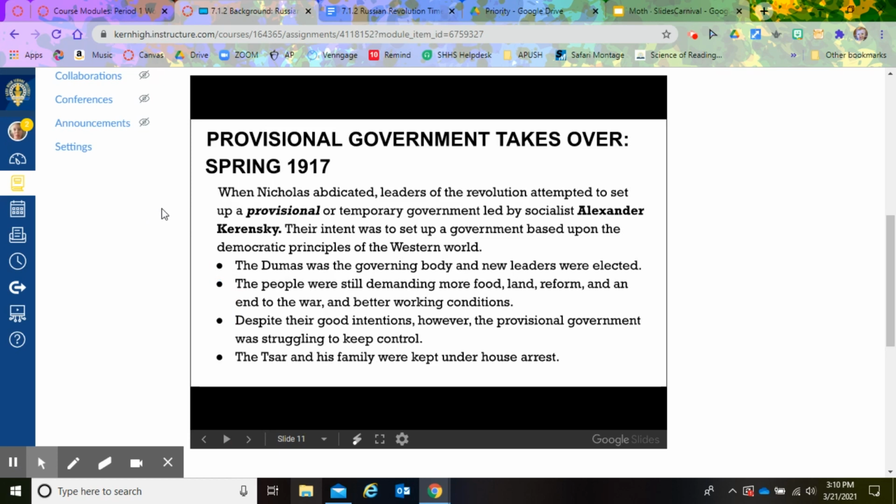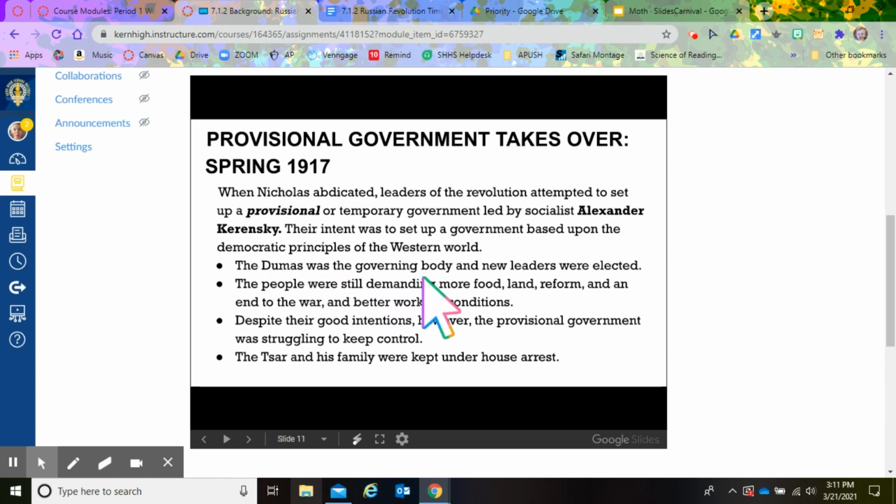Now let's look at the spring. The provisional government takes over. Provisional means temporary. When Nicholas abdicated the throne, leaders of the revolution attempted to set up a provisional, or temporary, government led by socialist Alexander Kerensky. Their intent was to set up a government based upon the democratic principles of the Western world.